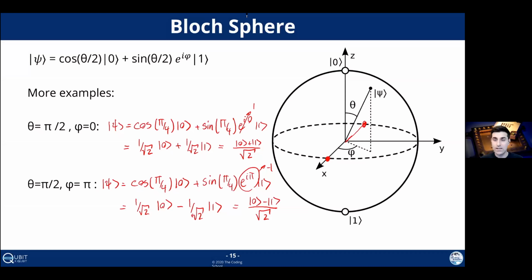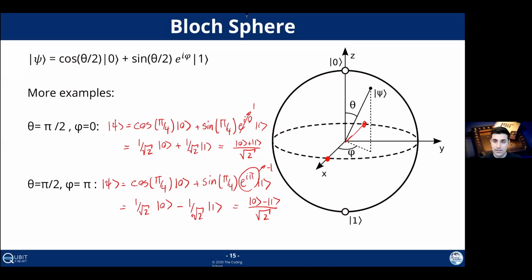What I told you is that when we measure along, let's say, the z basis, which is our computational basis, we get 0 or 1. And we see that those are the points on the Bloch sphere along this z line. So 0 is in the positive direction, and 1 is the exact opposite, in the negative direction.